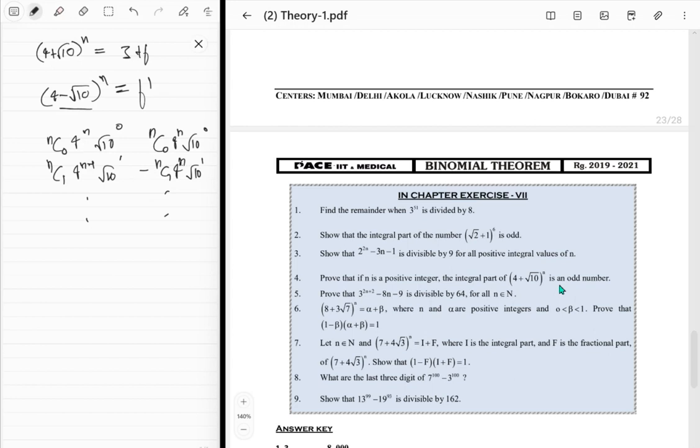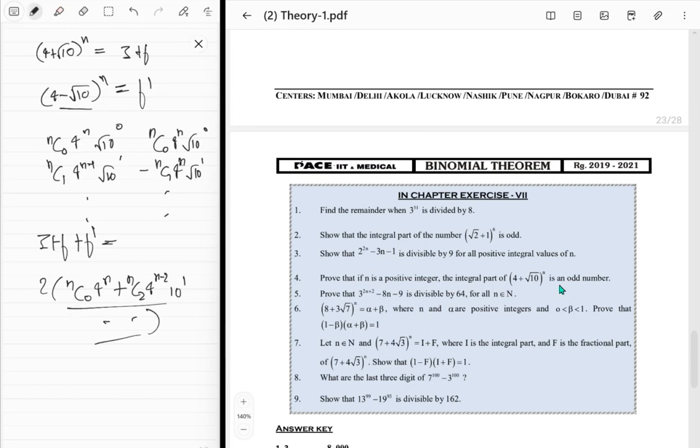When you add these up, you will just get all of the terms where square root 10 has an even power, right? So the best thing to do is just to add these up directly. So you just have the integer part plus fractional part plus some other fractional part. That's just going to be 2 times of this thing: 2 times nC0 4 power n plus nC2 4 power n-2 10 power 1, right? And so on.